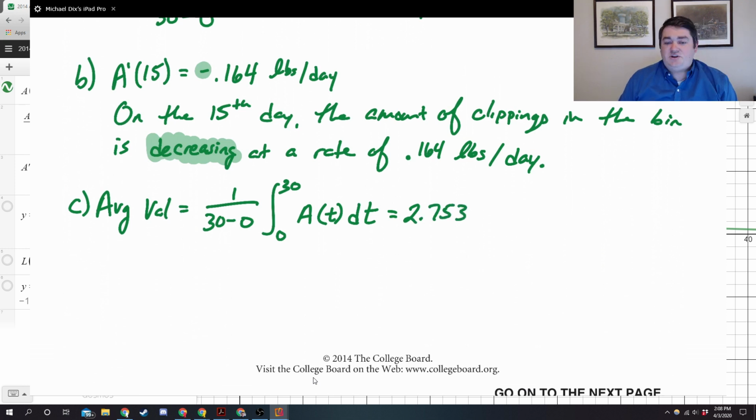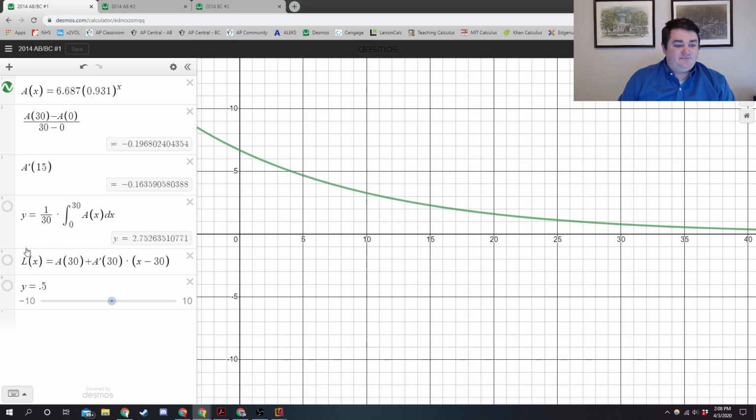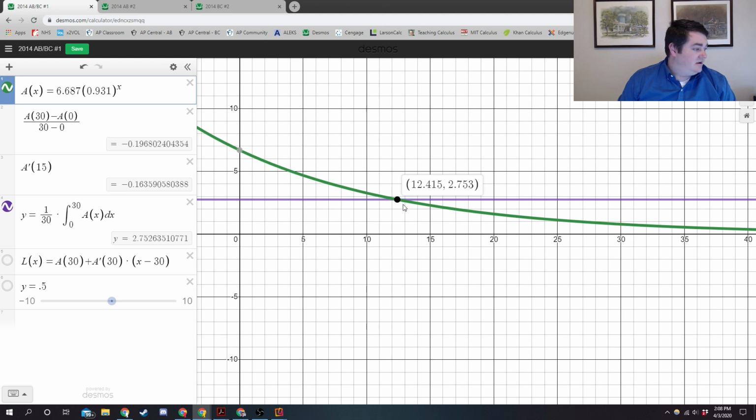Okay, and the question says, at what time is the amount equal to its average value? So if I set A of t equal to 2.753, and I solve that in my calculator, let's see. If I set A of t equal to this function and solve, I get 12.415. So that's the value of t, that's the time when these two things are equal to each other. And I was asked, find time t. So t equals 12.415.